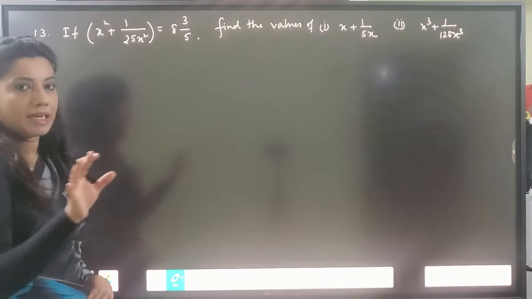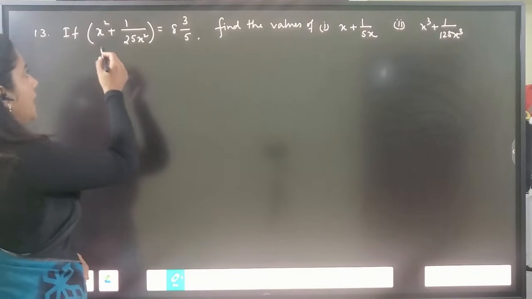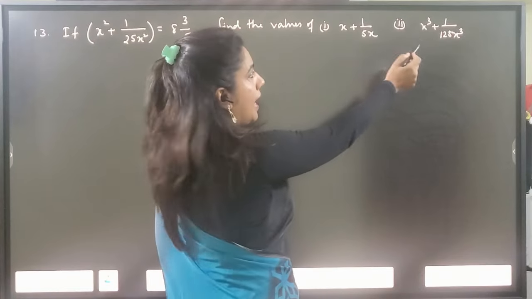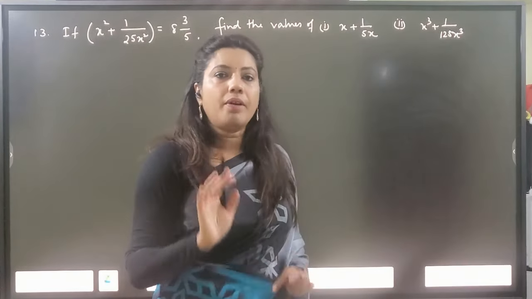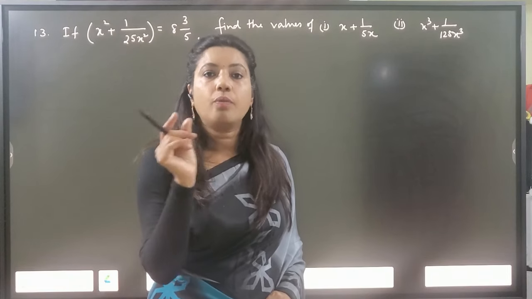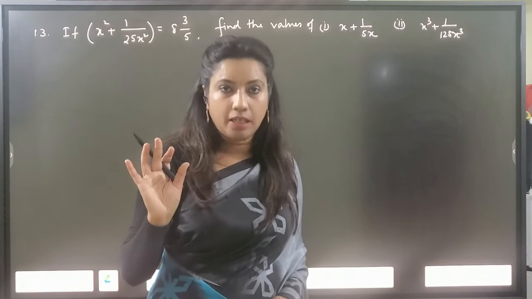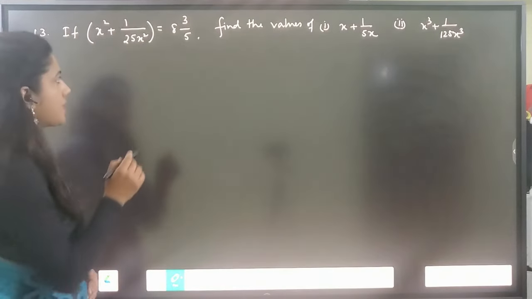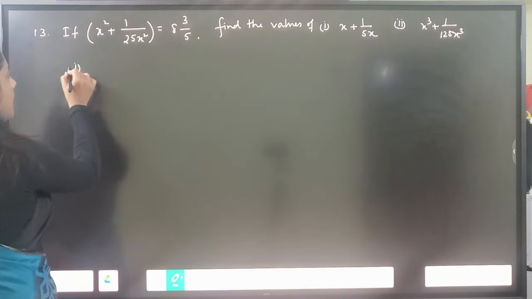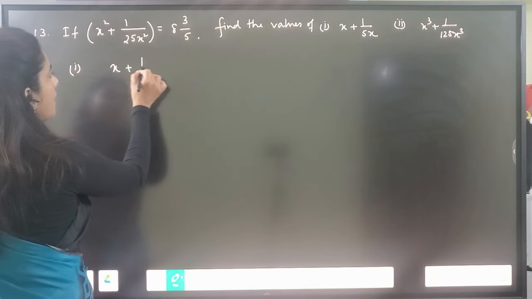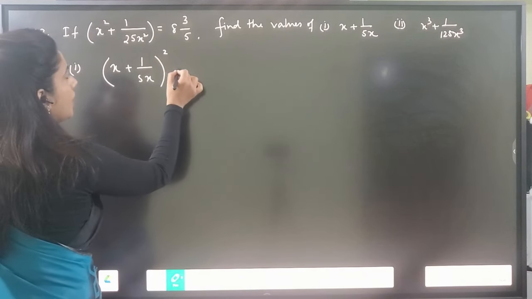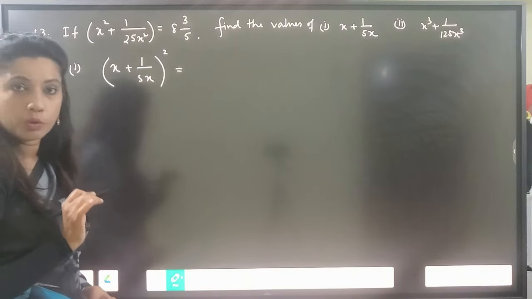So here basically we can understand that a square plus b square is given and we have to find out a plus b and a cube plus b cube. Whenever you see this kind of sum, first you try to find out what is your a and what is your b. So your a is x and b is 1 upon 5x. The first thing we have to find out is x plus 1 upon 5x. We'll take the square of it. So I am taking a plus b whole square.